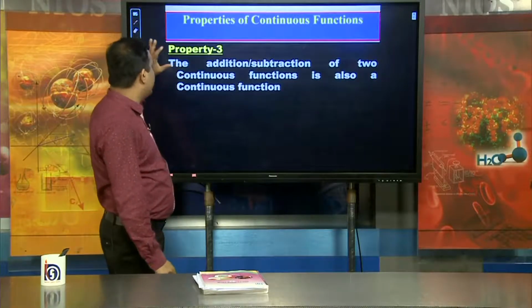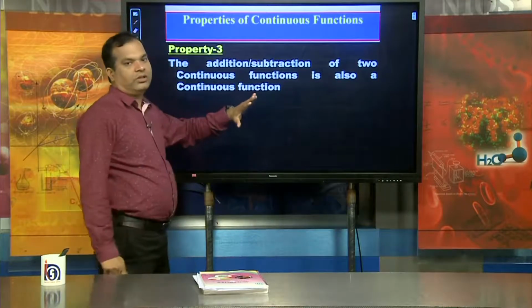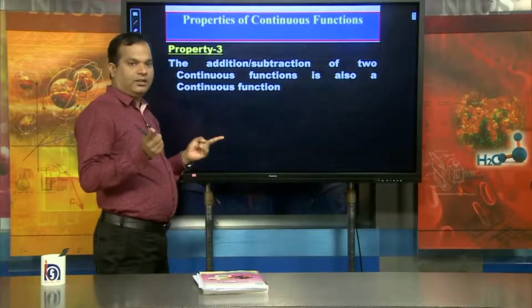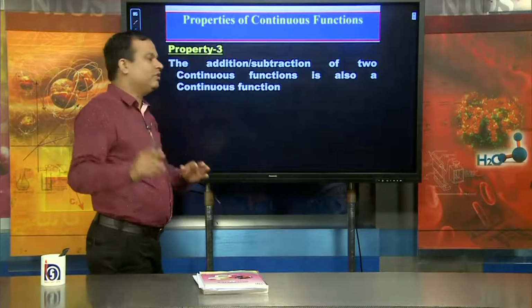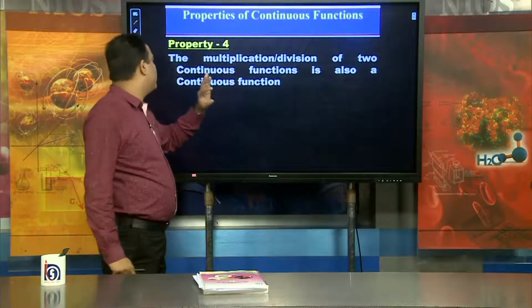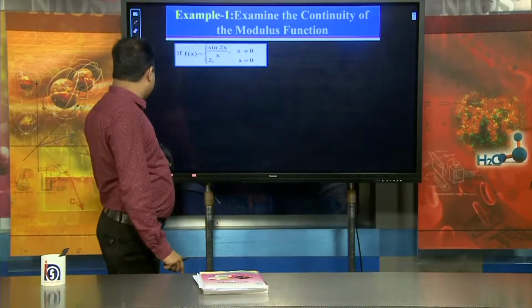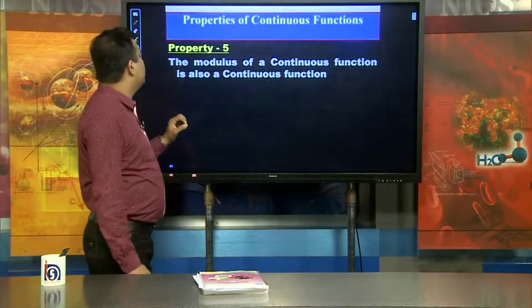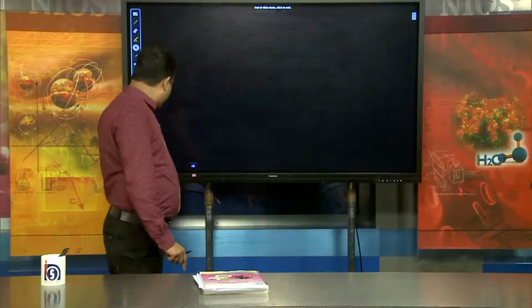The third property is that the addition and subtraction of two continuous functions is also a continuous function. दोनों function को addition करने के बाद, subtraction करने के बाद ये also become a continuous function. The fourth property is very important. Similarly, multiplication and division of two continuous functions is also a continuous function. And an important thing is that the modulus of a continuous function is also a continuous function.